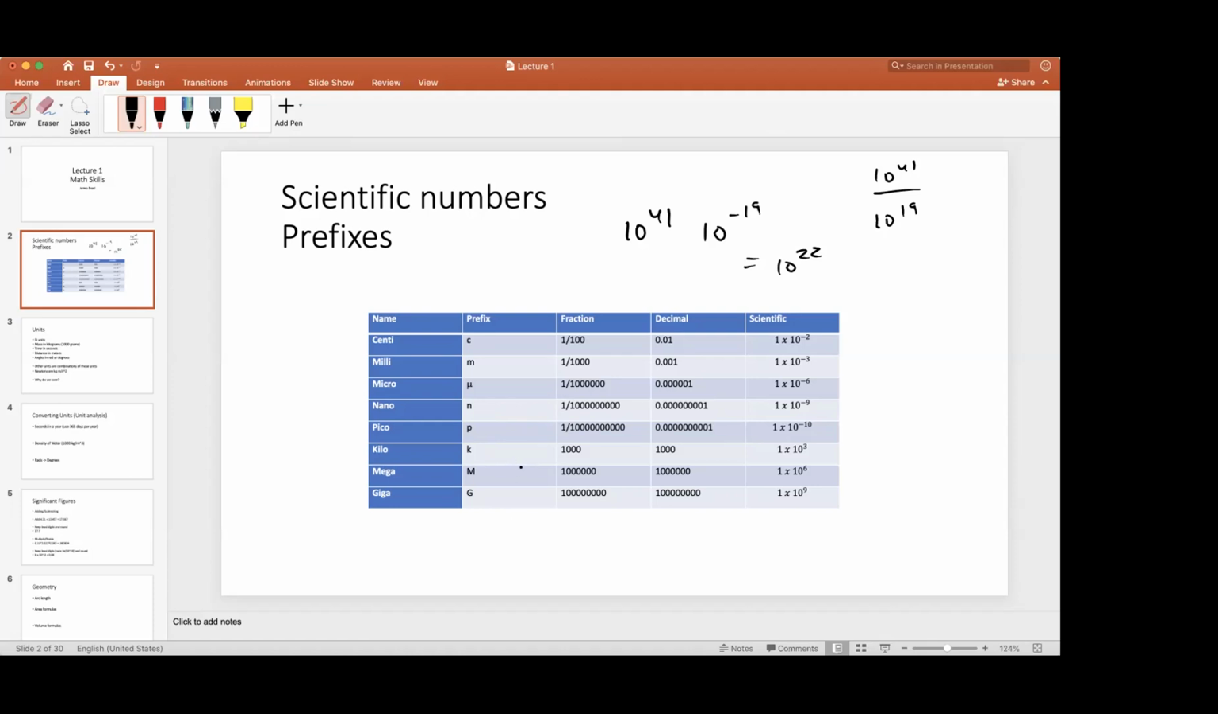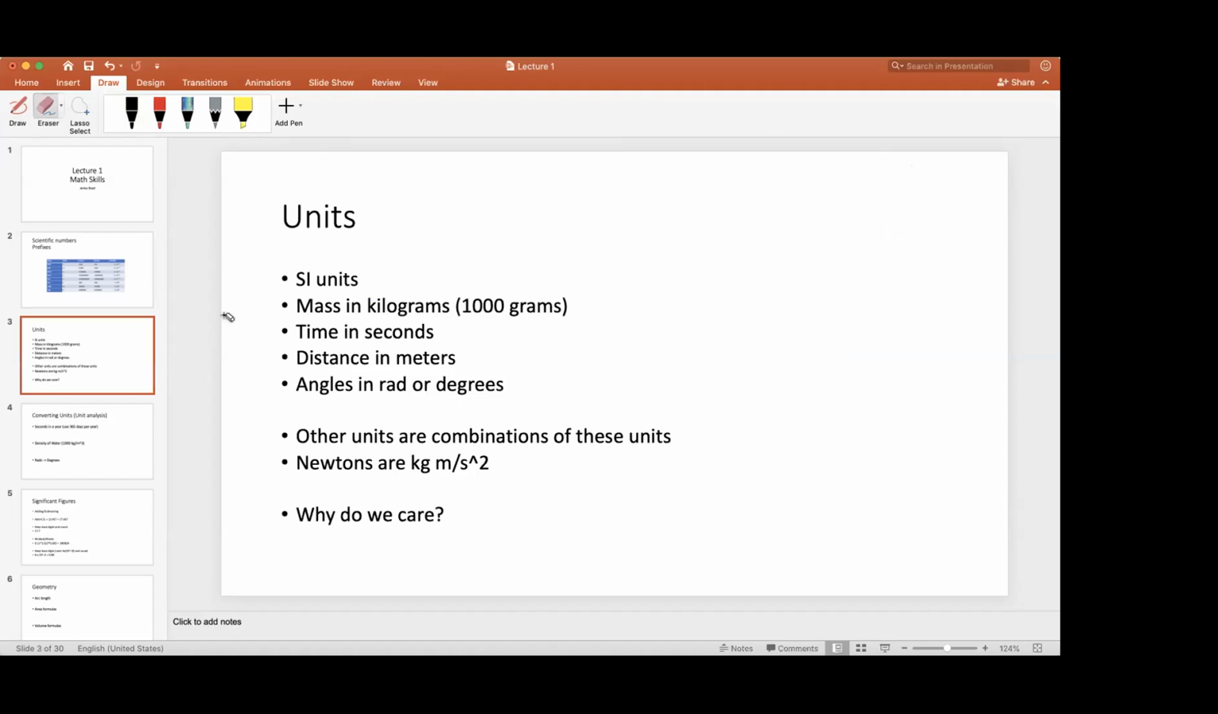Mega is 1,000,000. Giga is 100 million or 1,000 million. Just so you know, they pop up sometimes in Wiley, they pop up in problems. They're shorthand for saying 10 to the whatever, okay? They're just there in case you need to reference it. It's not a huge deal, but I just felt like going over it.